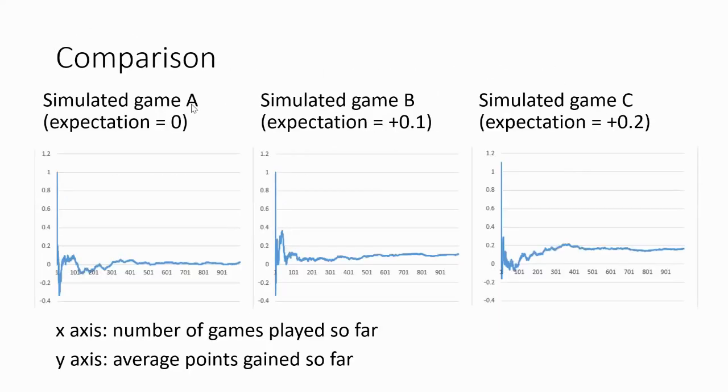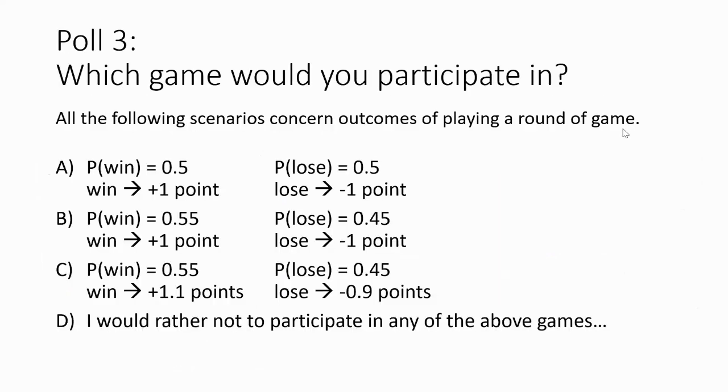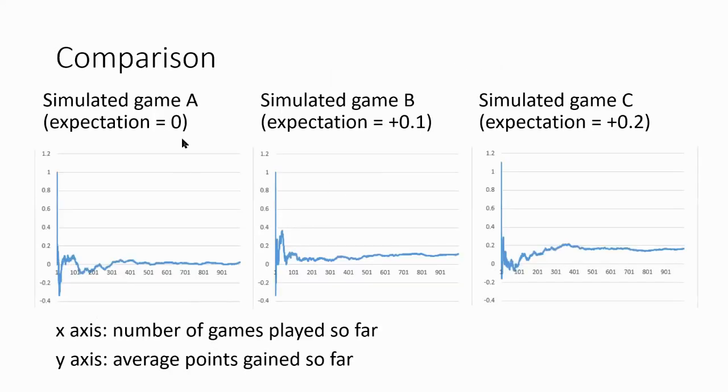The 0, 0.1, and 0.2 is what we call the expectation. The expectation is interpreted as the weighted average of the points that you will win or lose, weighted by the probability. For example, for game A, the expectation will be 1 multiplied by 0.5, and then subtracting 1 multiplied by 0.5. You should be able to see that the expected gain or loss will be 0 for game A. Similarly for game B and game C.